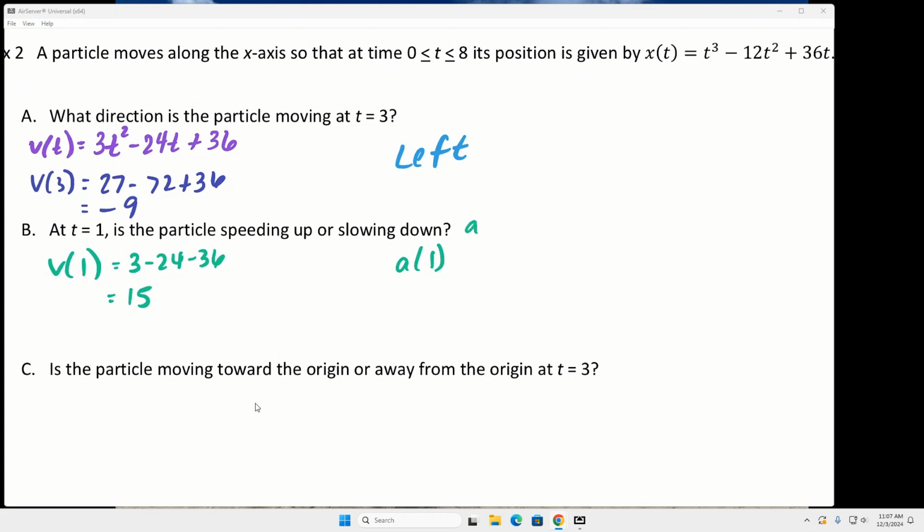Now, to find a of 1, we need to find a of t real quick by finding the derivative of the velocity. Right, and then again, I can just add the coefficients. What do y'all think? Speeding up or slowing down? Slowing down.